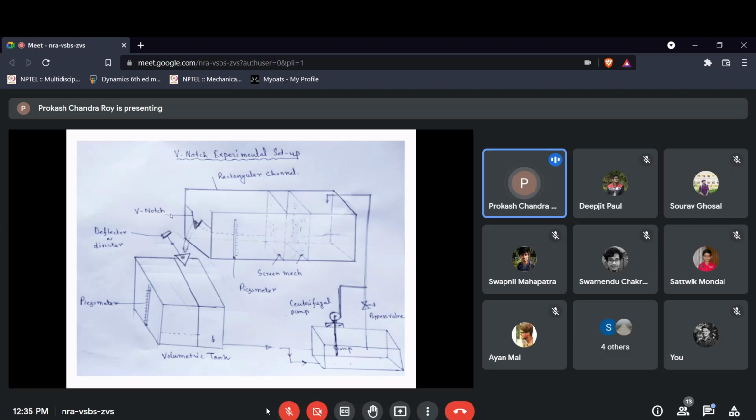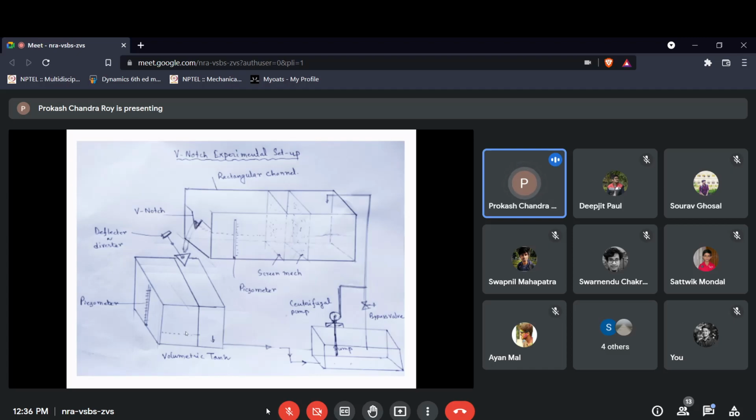One is the piezometric height for this notch. So this is the initial and this is the final, and you will get that capital H for the notch. There will be another height for the volumetric tank, and time.